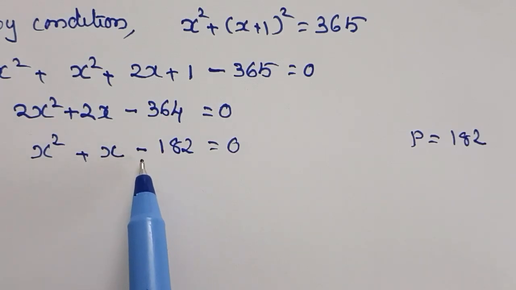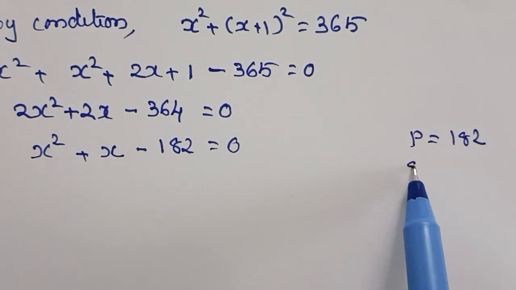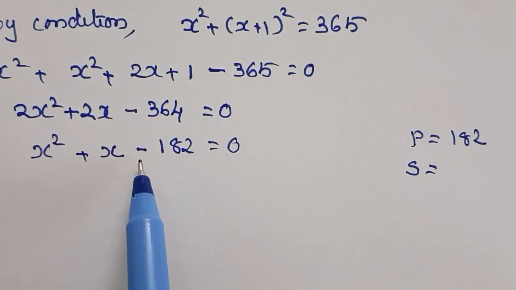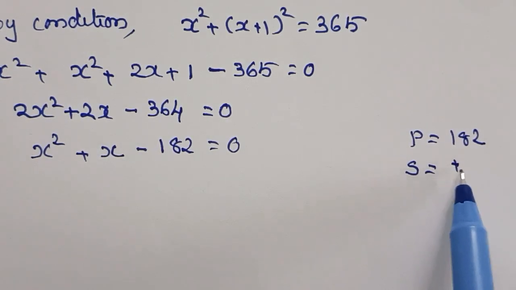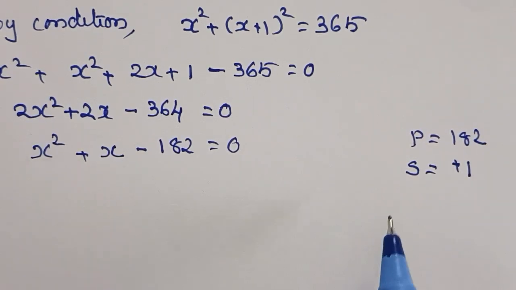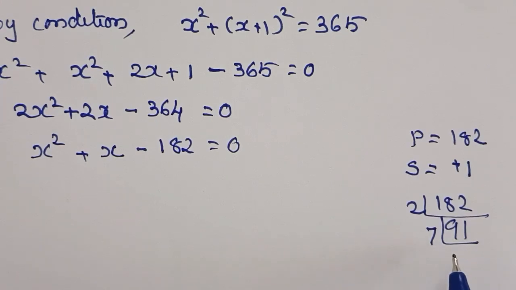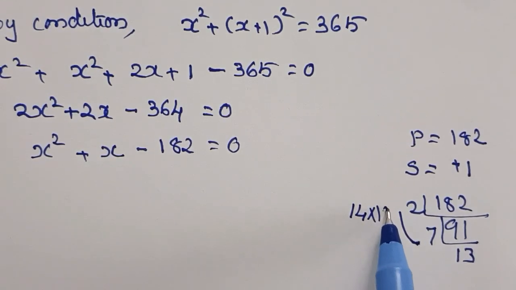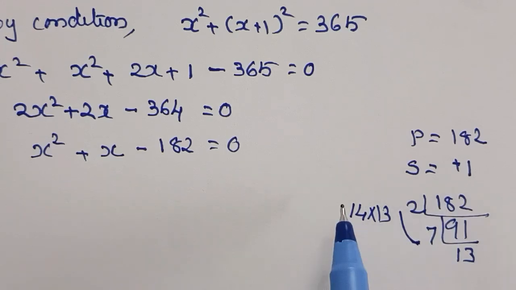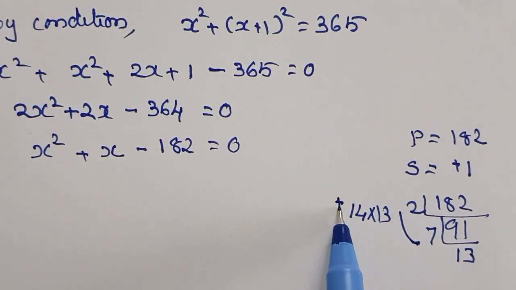Since the last sign here is minus, we have to get plus 1 after subtraction. Last sign is minus, so when you subtract you have to get the coefficient of the middle term, that is plus 1. Now factorizing 182, 91 by 7, it is 13 times, isn't it? 2 sevens are 14. So 14 into 13 gives 182, and 14 minus 13 equals 1. Since we have to get plus 1, the larger one has the plus sign and the smaller one the minus sign.